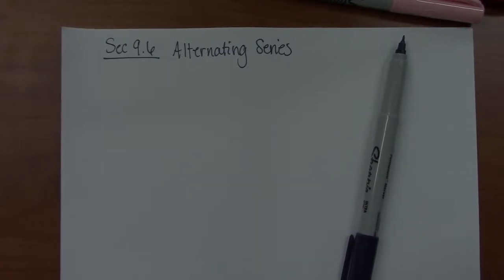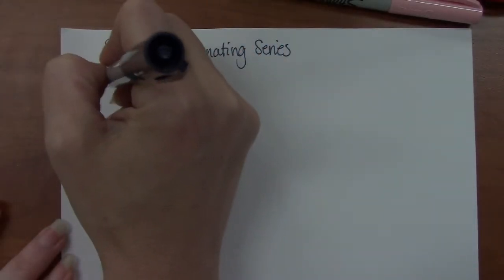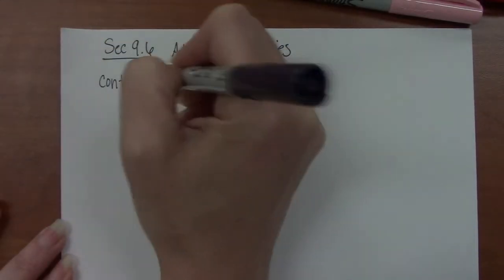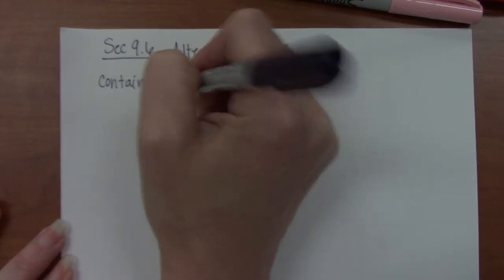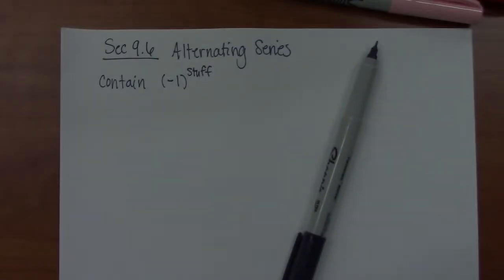All right, so section 9.6 is going to be over alternating series. And you'll know if you have an alternating series because they will all contain the term of -1 raised to some stuff, okay? So it could be just n, it could be n plus 1, right? It could be any kind of expression. But what this does is it alternates the terms between positive and negative.